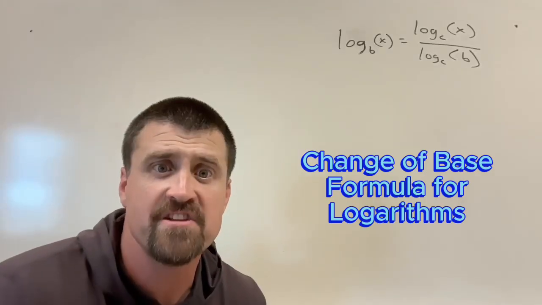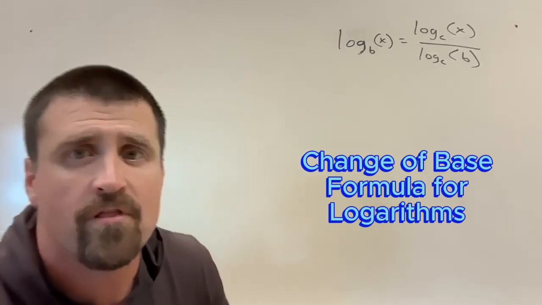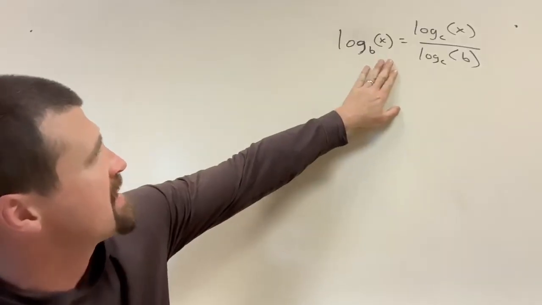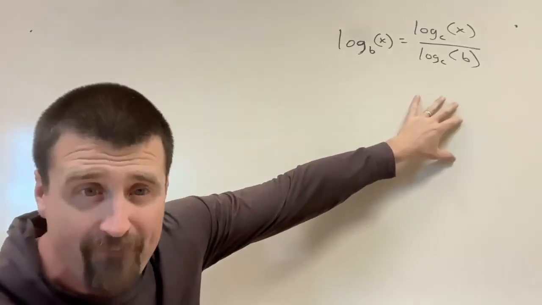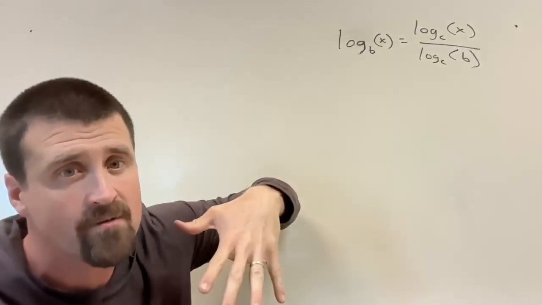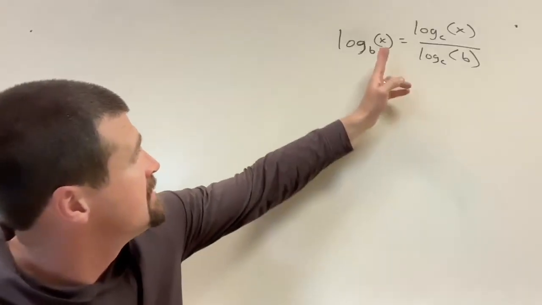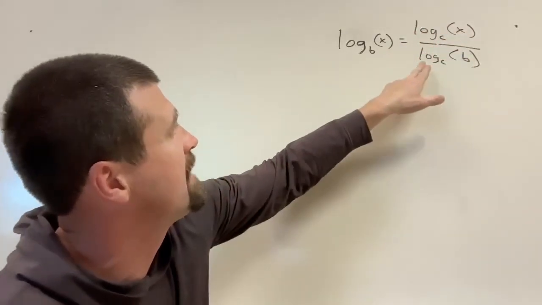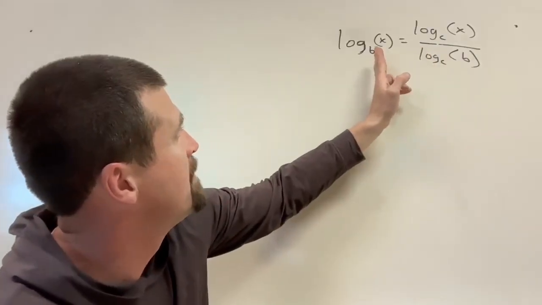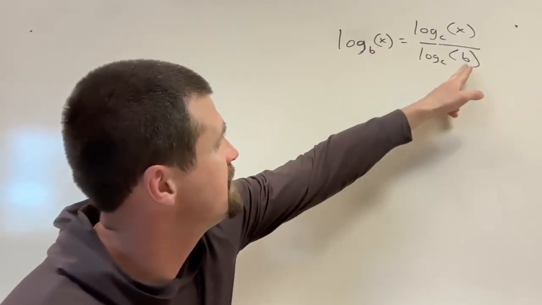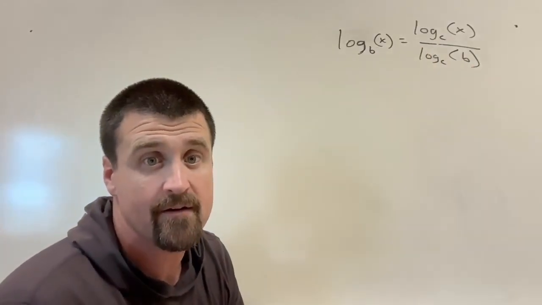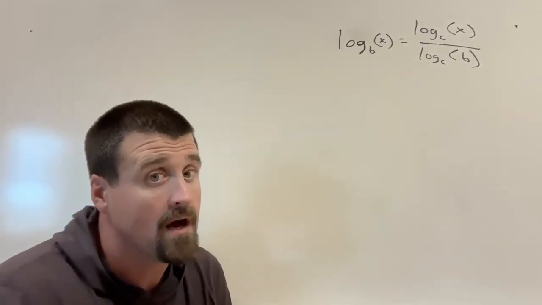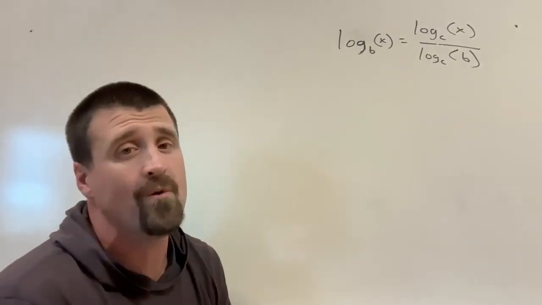All right, change of base formula with logarithms. Very simple. Log base b of x can be rewritten as a ratio or a fraction of logarithms with any base you want, as long as you take log base c of the argument x and divide it by log base c of the base b, which becomes the argument of the denominator. That's the change of base formula, but where do we actually use it?